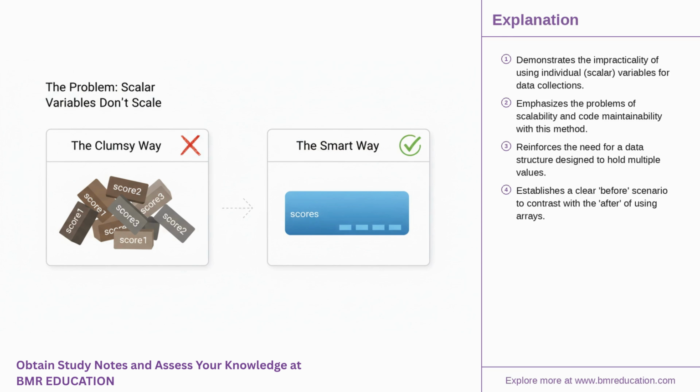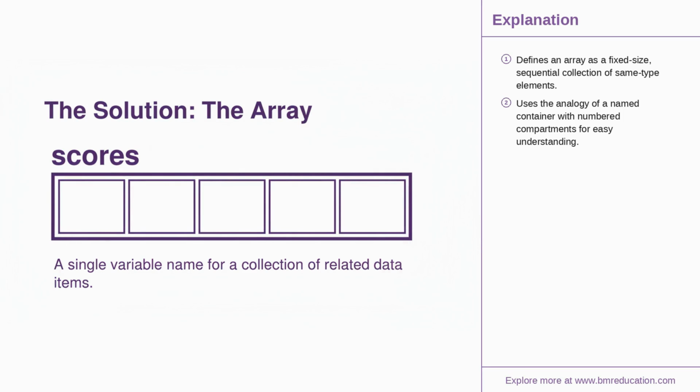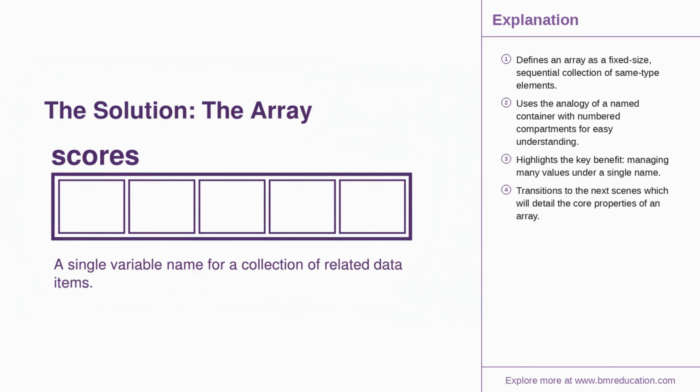This limitation is precisely why arrays were invented. The elegant solution is the array. An array is a data structure that stores a fixed-size, sequential collection of elements, all of the same data type. Think of it as a single, named container with multiple numbered compartments. This structure allows us to manage a whole set of values using just one name, bringing order and efficiency to our code. Let's look at the 3 core properties that define an array.